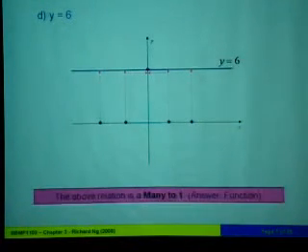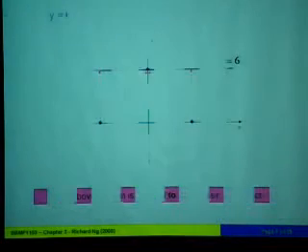So if it is many to one, therefore we can say y equals 6 is a function because there's only one output.